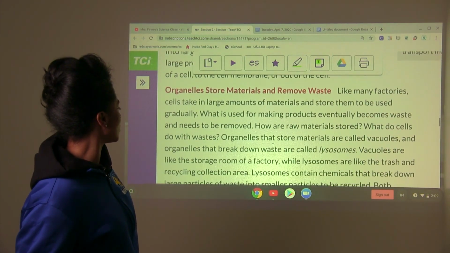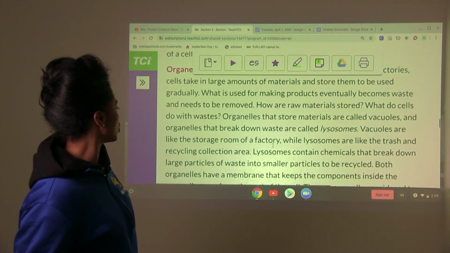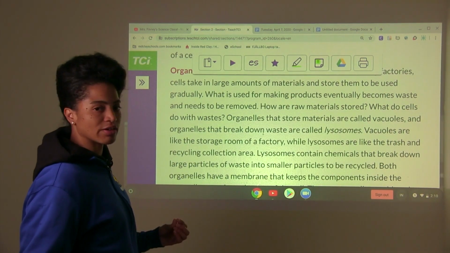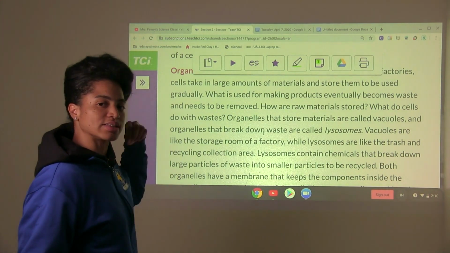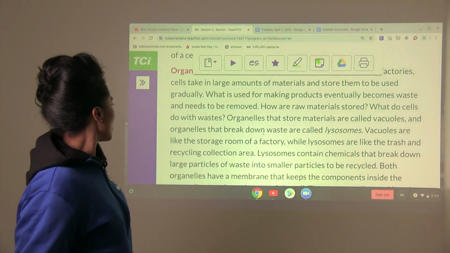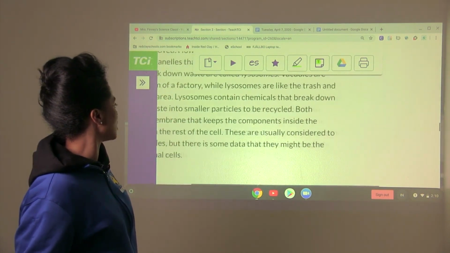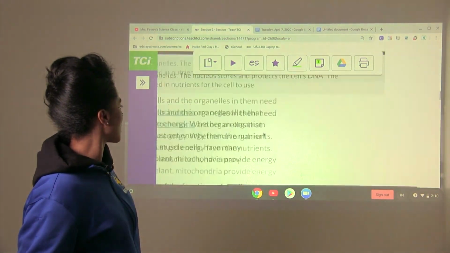And then finally, we're looking at lysosomes. You want to think of them as breaking down the waste, kind of like the trash can recycling bins of the cell, okay? All right, so let's take a look at those images again. Make sure you know what they look like.